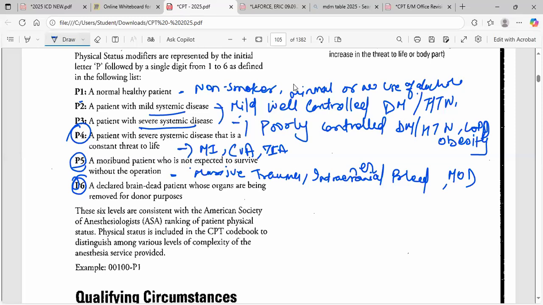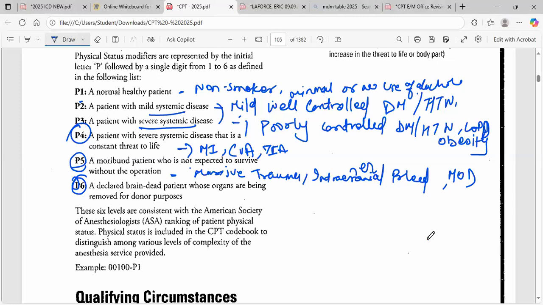Any questions on the modifiers? Any doubt? Okay, I'm considering that nobody has any doubt. So what I'm going to do, oh, I received one message. Perfect.